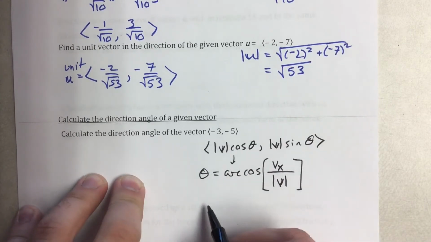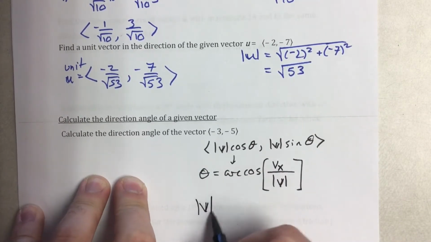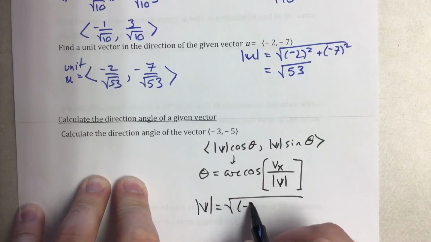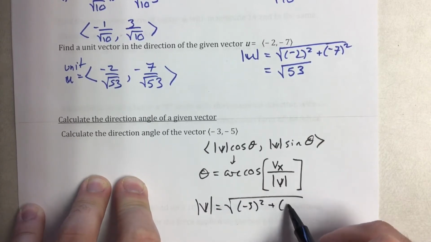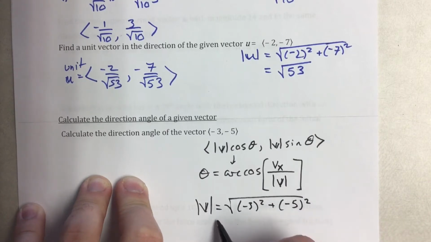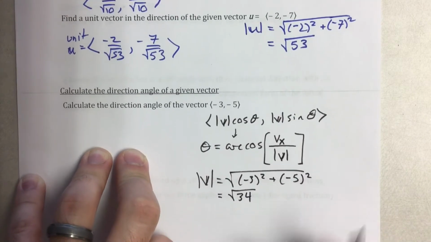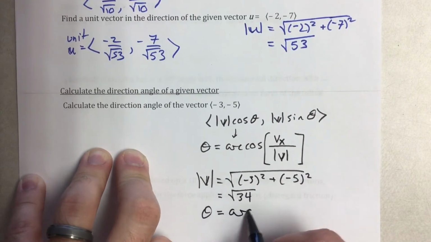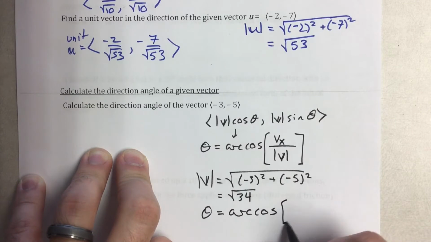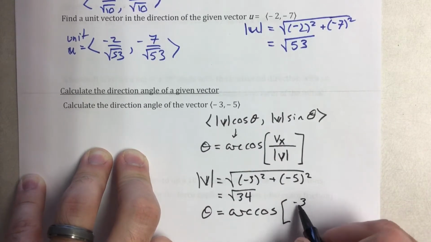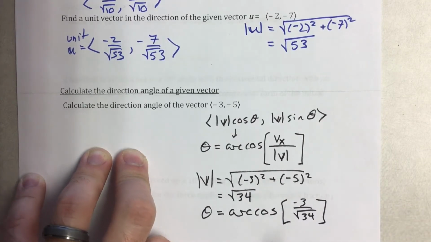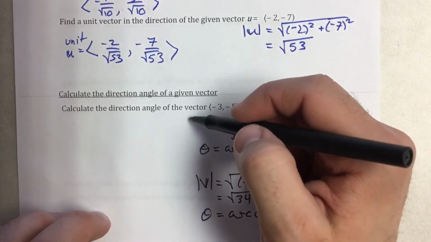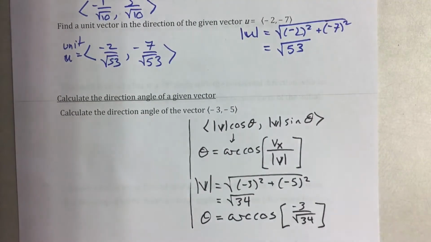So the magnitude of this vector, we'll call it vector v, is the square root of negative 3 squared plus negative 5 squared, it's 25 plus 9, which is 34. So we could continue and say the direction angle is the arc cosine of the x component, negative 3, over the square root of 34. All right, so that's one approach. That's how you were first shown how to find the direction angle.